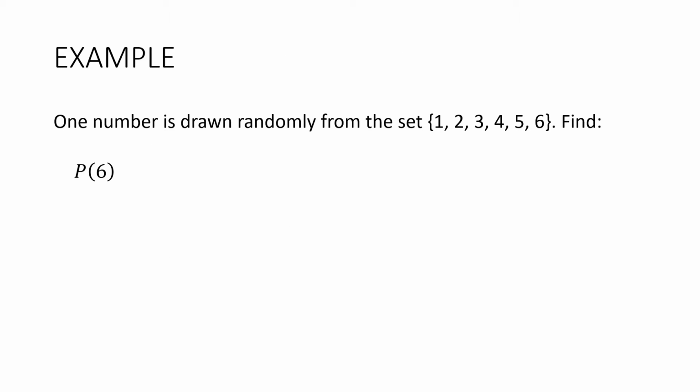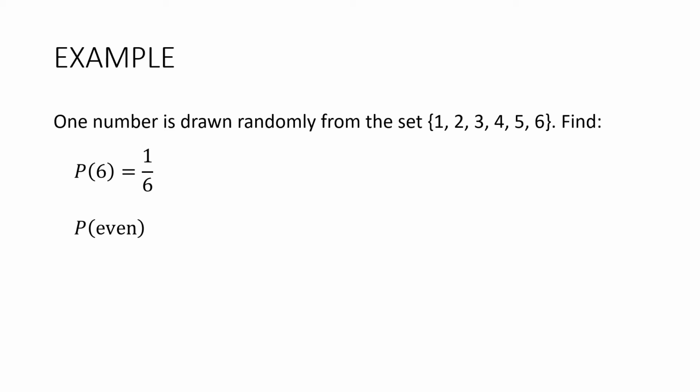Here's our first example. One number is drawn randomly from the set of numbers 1, 2, 3, 4, 5, 6. Find the probability that it's a 6. So how many 6s are there? There's just the one out of a total of 6 numbers. So our probability is 1 over 6.